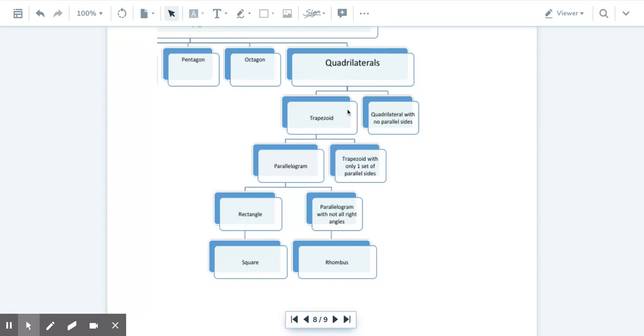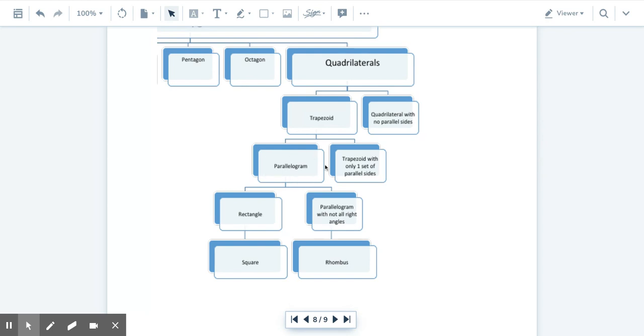So are all trapezoids rhombuses? No, this statement is false because a trapezoid can have only one set of parallel sides, and therefore that trapezoid would automatically not be a rhombus, because a rhombus needs to have two sets of parallel sides since it is a parallelogram.